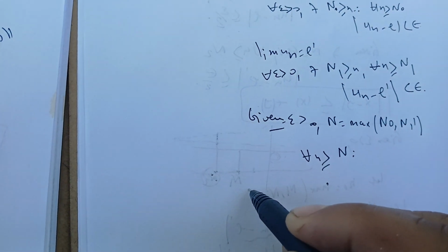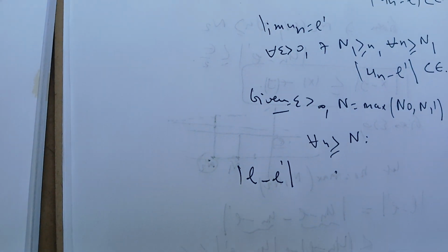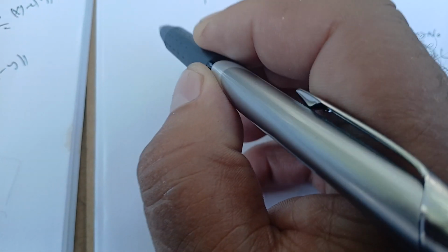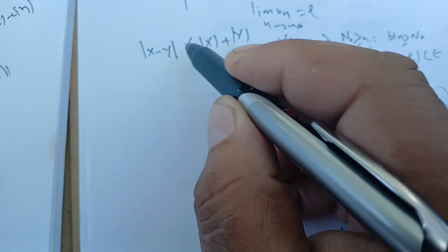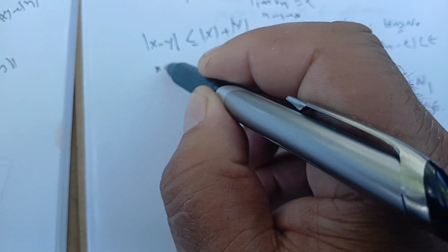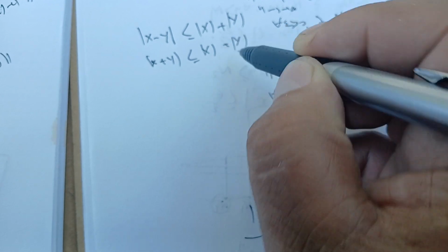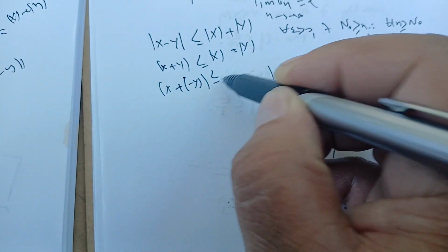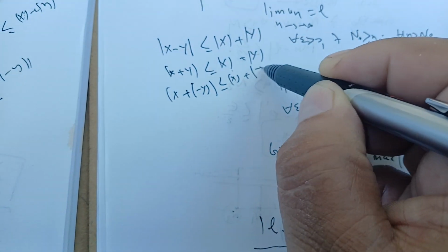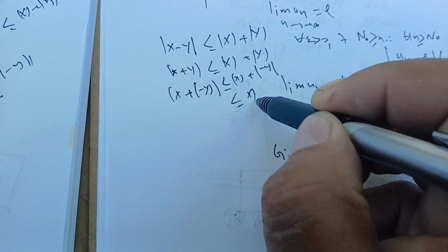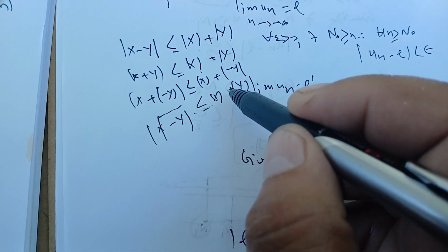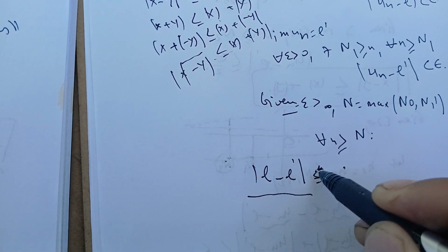Let's see what we can have. So let's do the difference between L and L prime. Here I'm going to use the triangular inequality. Remember that we have |x plus y| is less than |x| plus |y|. But think of minus y as x plus minus y. When you take the absolute value, the absolute value of minus y is just |y|, so you get |x| plus |y|. That means |x minus y| is less than |x| plus |y|.